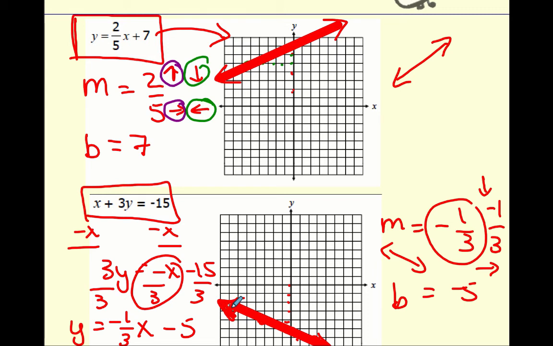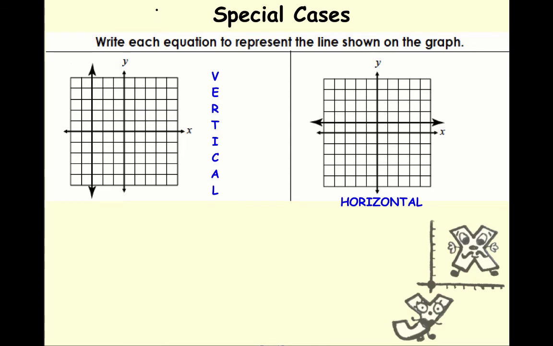Now, a quick note about the domain and the range. The domain for most linear equations, the exception being horizontal and vertical ones, is always going to be negative infinity to positive infinity because it's all real numbers. And the range is also going to be all real numbers. Okay. These are two special cases, horizontal and vertical lines.